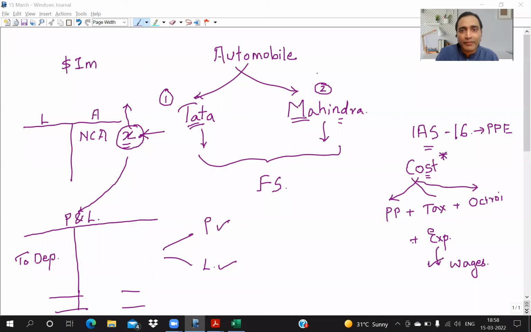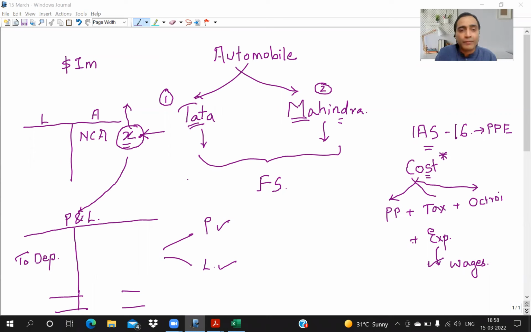Now, this answers, this is an example to what you said. Most students give me the answer that there should be comparability, consistency. So this was the example for that. But I want to share something deeper.